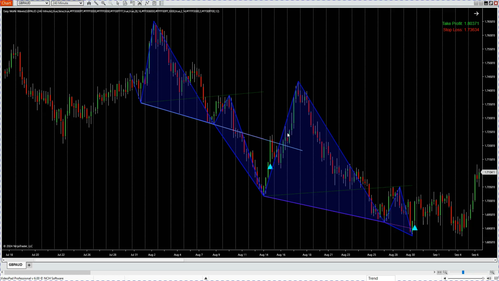So this worked out. And if we extend the line over here to this angle here, you see where price went to the line but didn't quite close above. It just wicked above it, but didn't close, and then reversed and came right back down. So that would be the profit target.